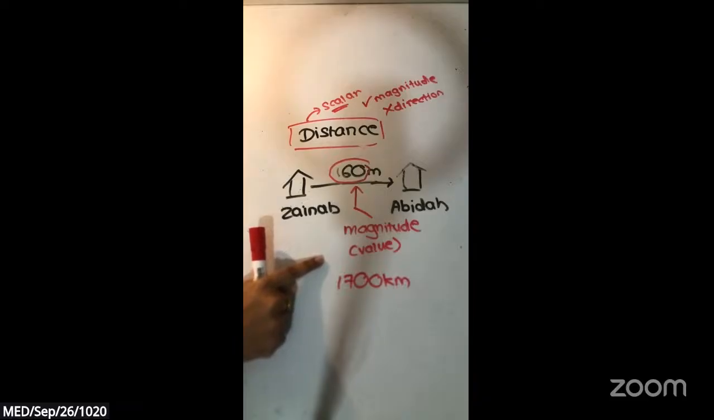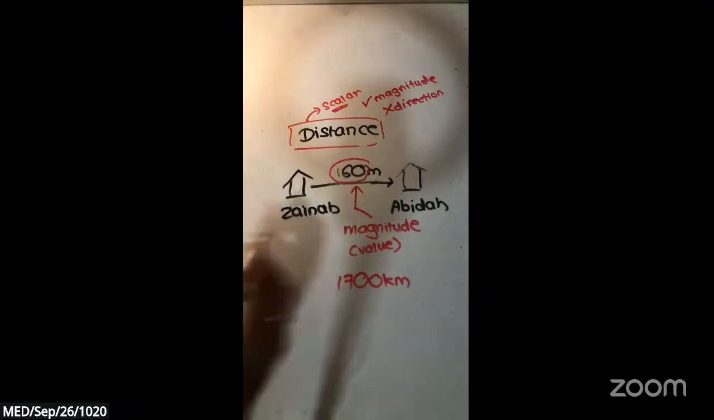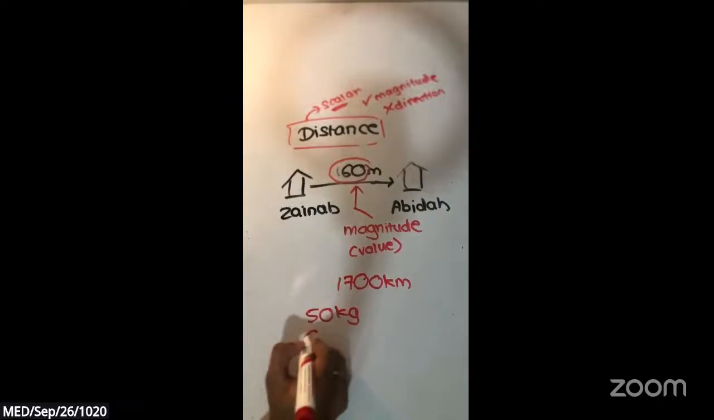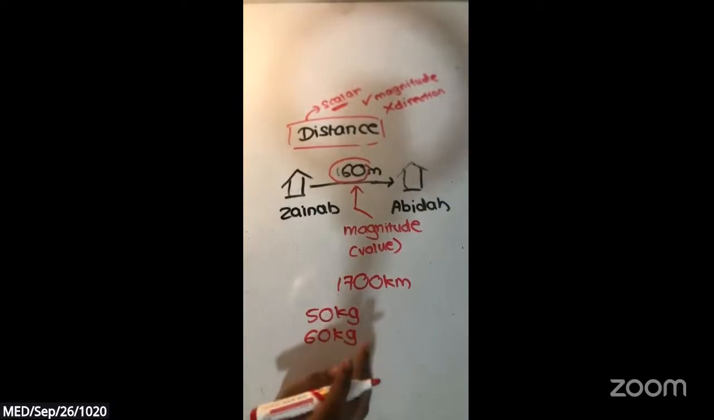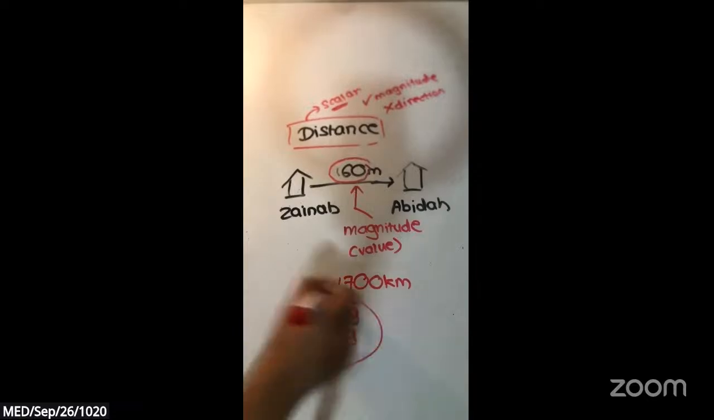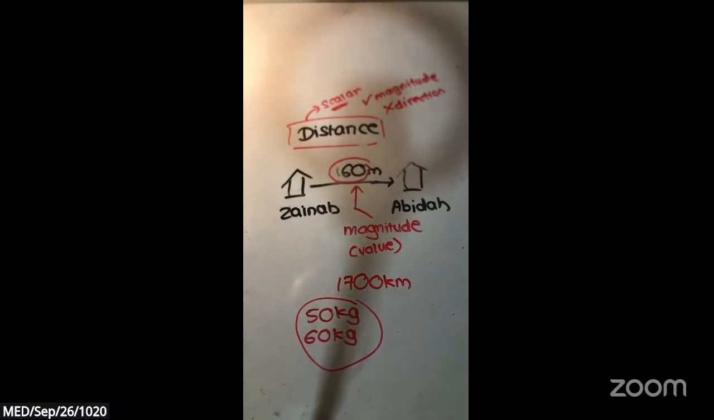So another example I said was mass. Your mass, not your weight, your mass. Mass means 50 kilo, or maybe 60 kilo. You don't say I am 60 kilo to the south, or 60 kilo downwards. You don't say like that, right? That's absurd. You can't say that, right?